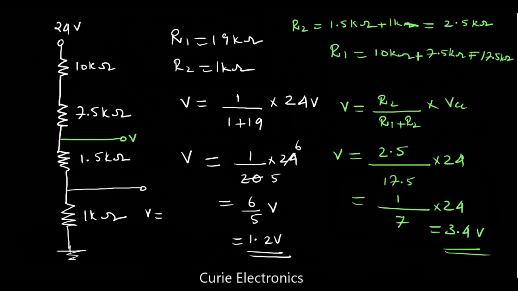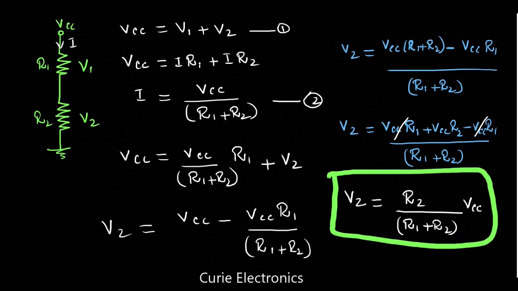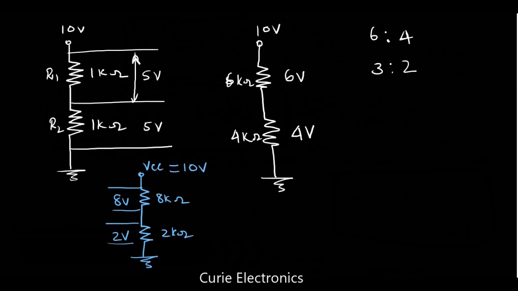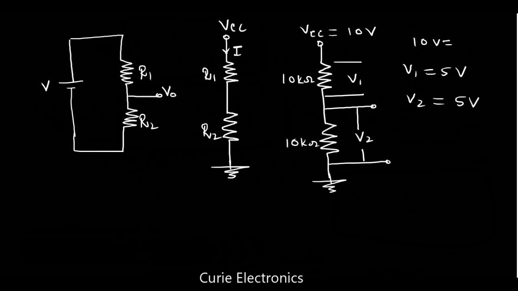So this is how we have to find the voltage drop across resistors. I hope you understood the concept, and this kind of circuits we come across regularly in electronics.